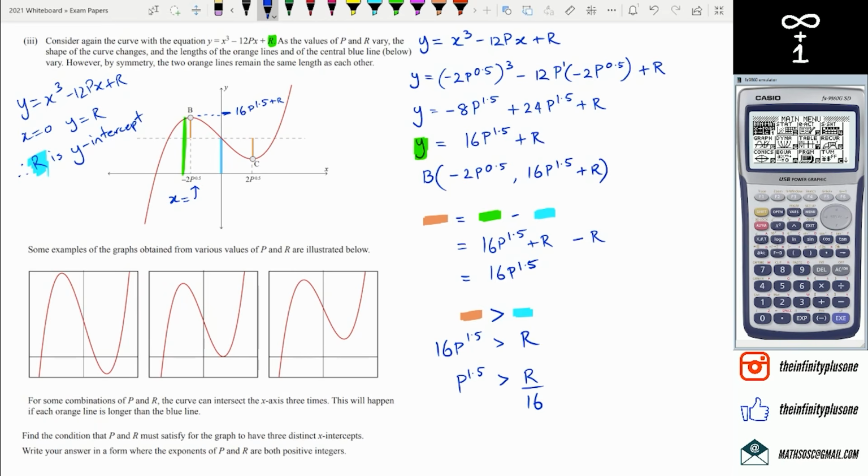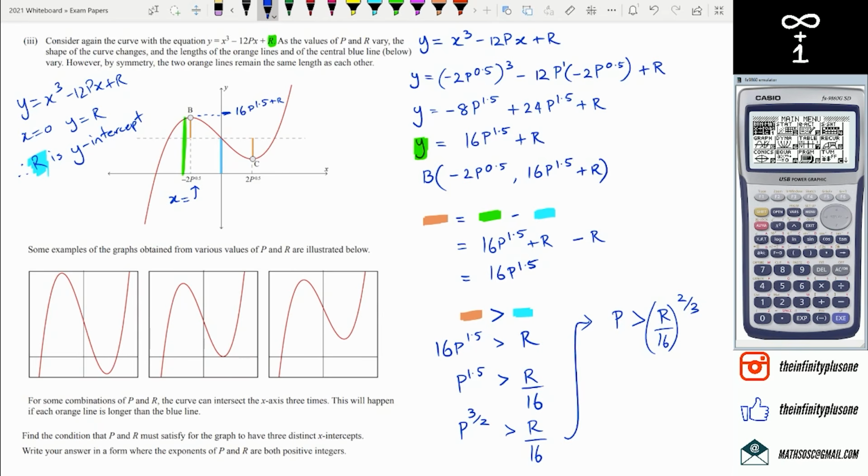Now it's really important, once again, that we have p on its own. So what we could do is rewrite this as p to the power of 3 over 2 is greater than r over 16. Or we can rewrite this as p greater than (r over 16) to the power of 2/3. Cool. So that's what we're looking at for this particular question.